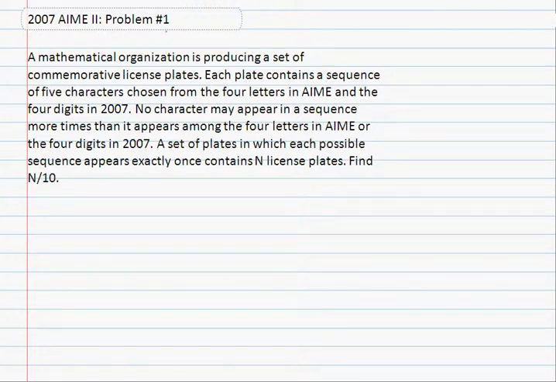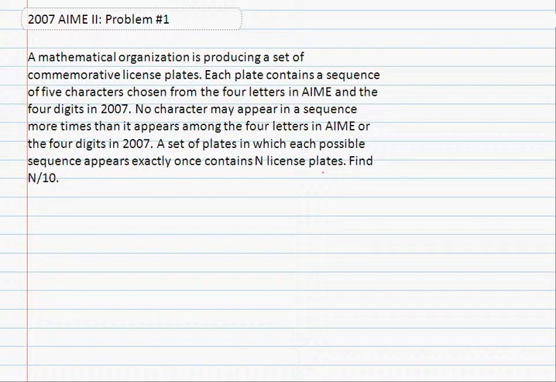Problem number 1. A mathematical organization is producing a set of commemorative license plates. Each plate contains a sequence of 5 characters chosen from the 4 letters in AIME and the 4 digits in 2007. No character may appear in the sequence more times than it appears among the 4 letters in AIME or the 4 digits in 2007. A set of plates in which each possible sequence appears exactly once contains n license plates. Find n divided by 10.